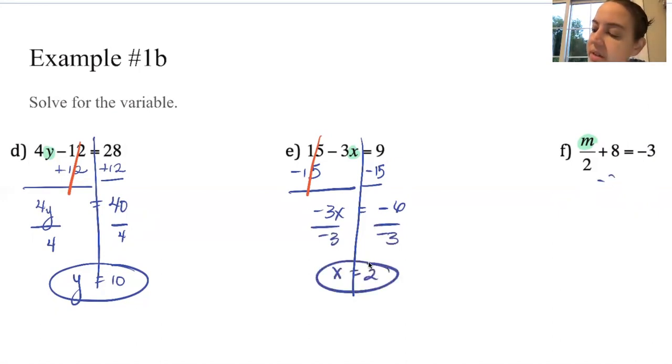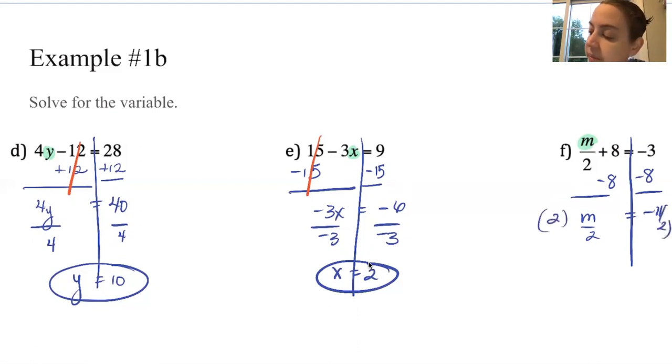For letter F, I'm going to subtract 8 on both sides of the equal sign. M over 2 is equal to negative 11. Now this over, as a reminder, means divide. So how do we undo divide? We multiply both sides by 2. M is equal to negative 22.